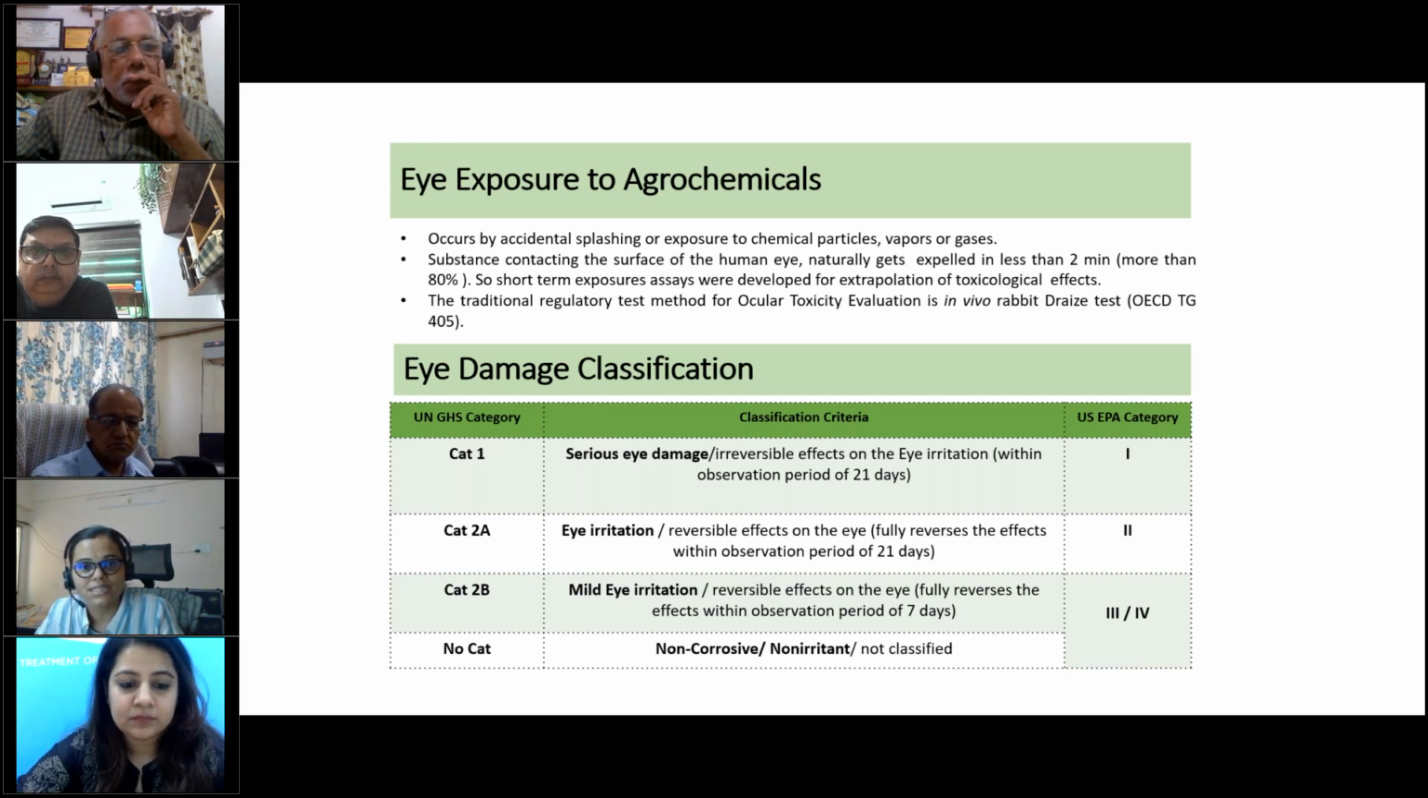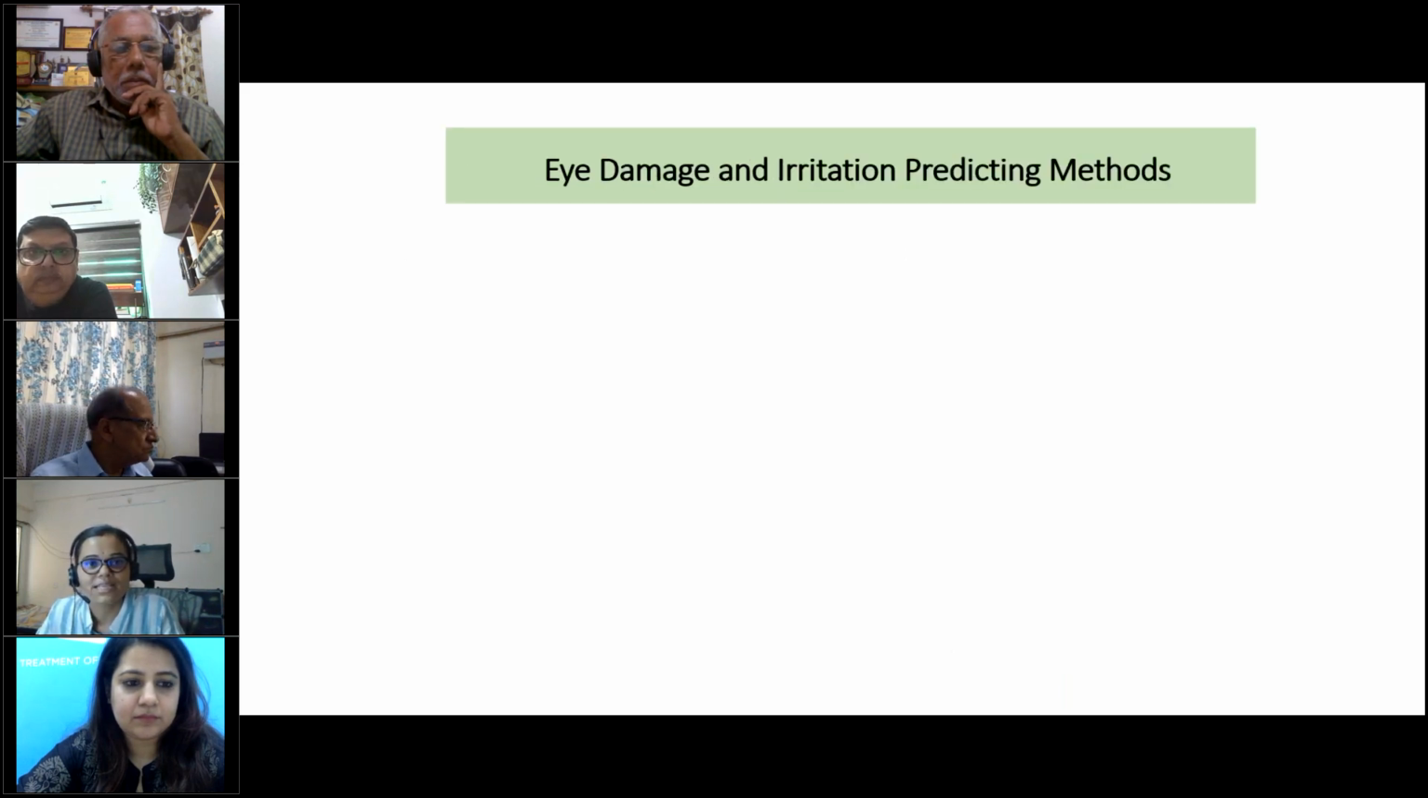When it comes to the US EPA category, 3 and 4 both are considered to be mild to non-corrosive. So this is the eye damage classification. There come the eye damage and irritation predicting methods, where various validated in vitro and ex vivo alternative methods are available to test for the ocular toxicity.